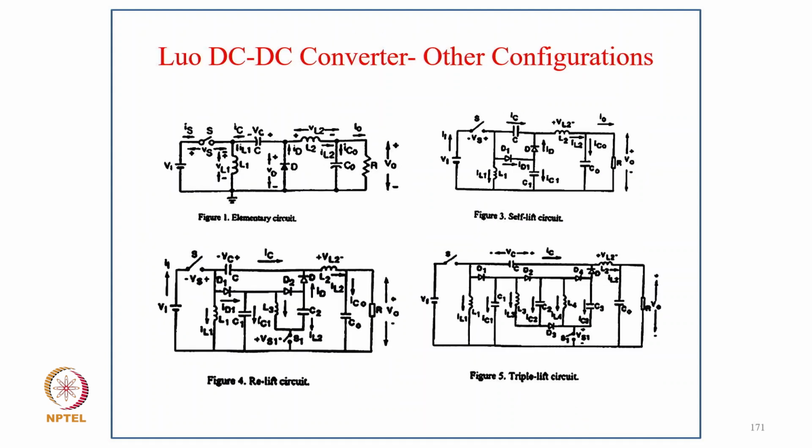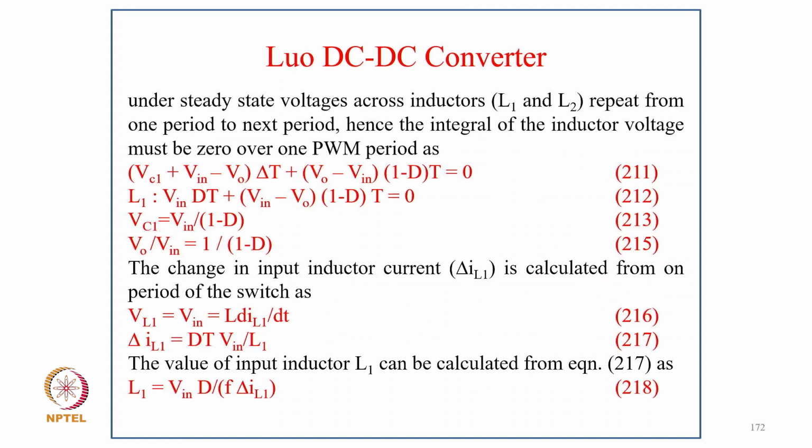And these are the typical other kinds of Luo converters, other configurations like the elementary circuit which we discussed earlier, then self lift, re-lift and double lift. So taking the basic circuit of the Luo converter, under steady state the voltage across the inductors L1 and L2 repeats from one period to the next, and hence the integral of the inductor voltage must be 0 over one period. So that is (Vc1 plus Vin minus V0) times (1 minus D)T, that is (V0 minus Vin) into (1 minus D) into T equal to 0.